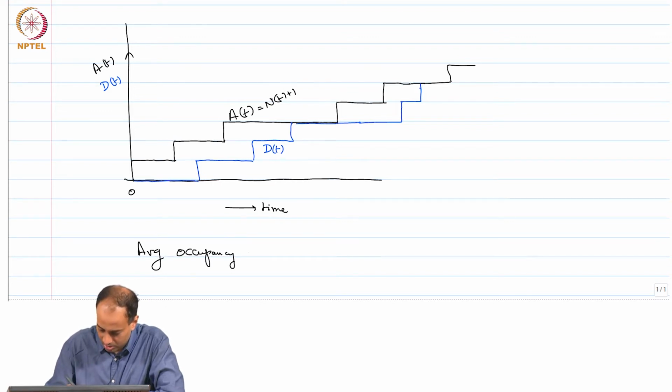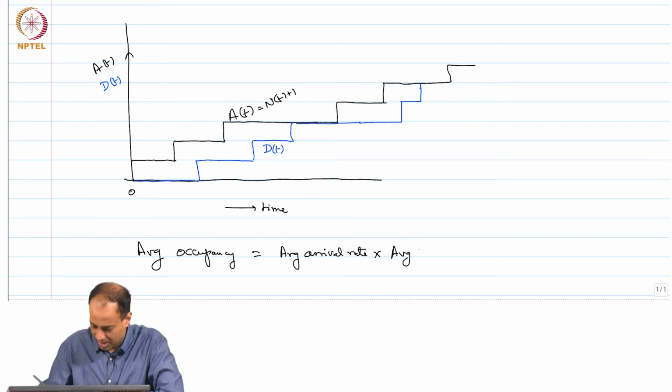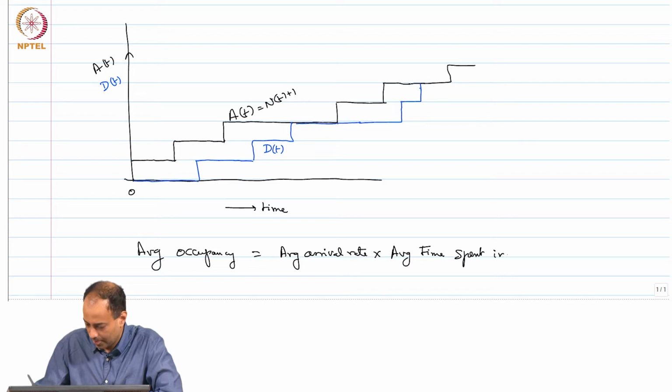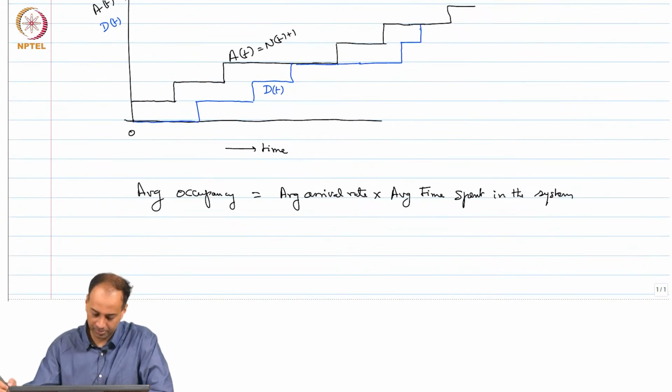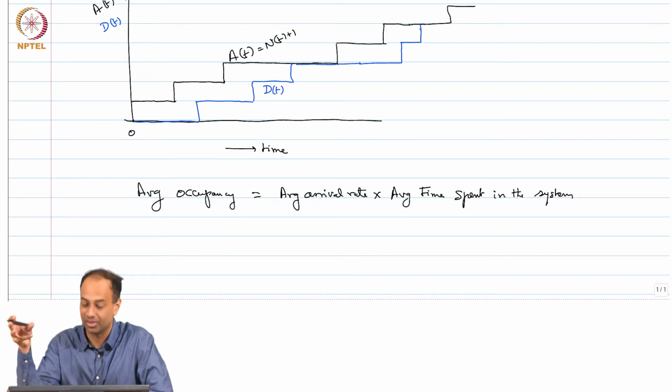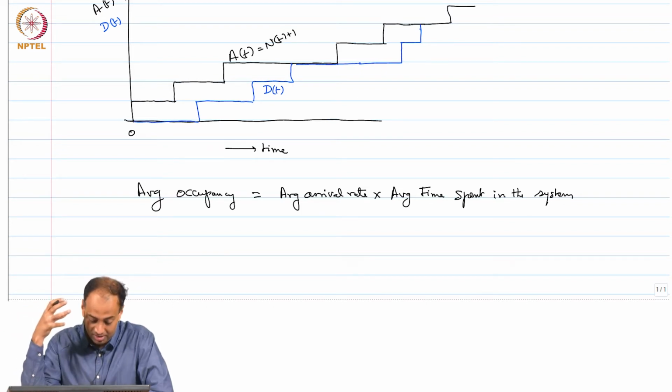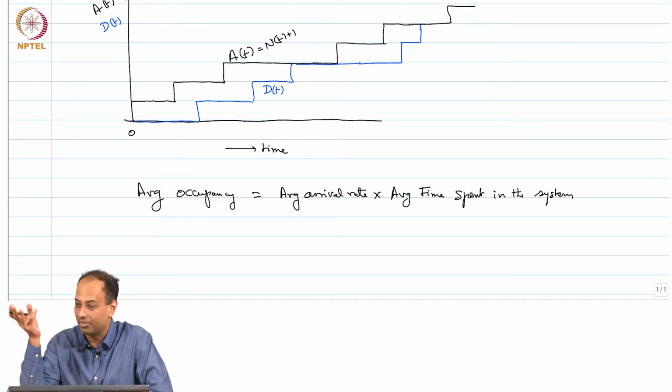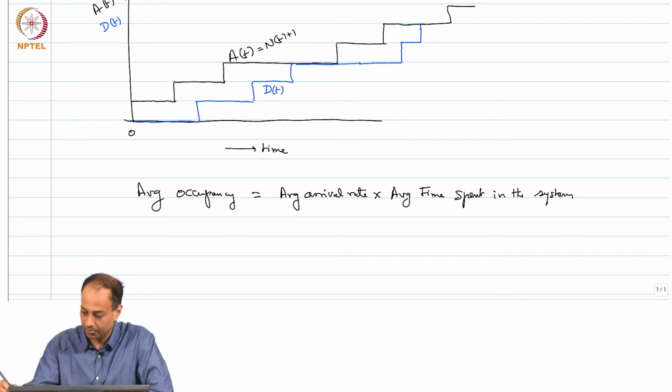average occupancy is equal to average arrival rate times average time spent in the system. Okay, so this is roughly the intuitive statement of what it says. We have to make precise what we mean by average occupancy, average waiting time, average time spent in the system, etc.